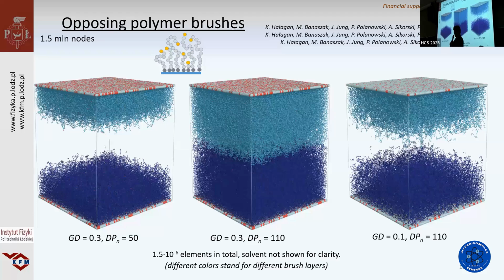Another analyzed system: polymer brushes. This time, linear chains are attached to a surface, with two brushes facing each other. We studied the system with various grafting densities and chain lengths, N. Different colors were used for the two layers.